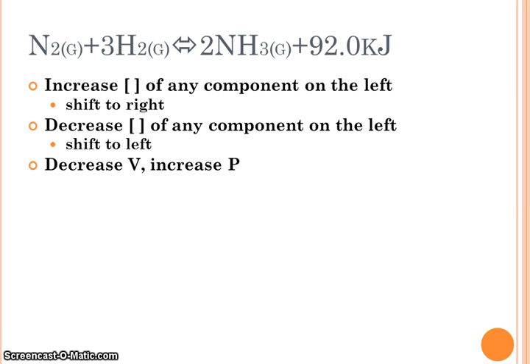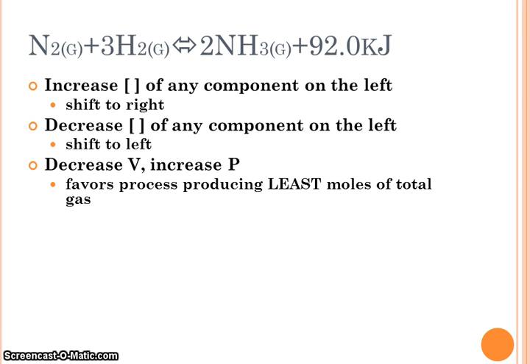Let's say that we decrease the volume. Well, by decreasing the volume, we increase the pressure. The system won't be at equilibrium, and it's going to want to shift in order to decrease that pressure. So in order to do that, it's going to shift to the side that favors the least number of moles of gas. So in this particular example, we've got 1 mole of nitrogen for every 3 moles of hydrogen on our reactant side. So that's 4 moles on the reactant side. And we have 2 moles of ammonia on our product side.